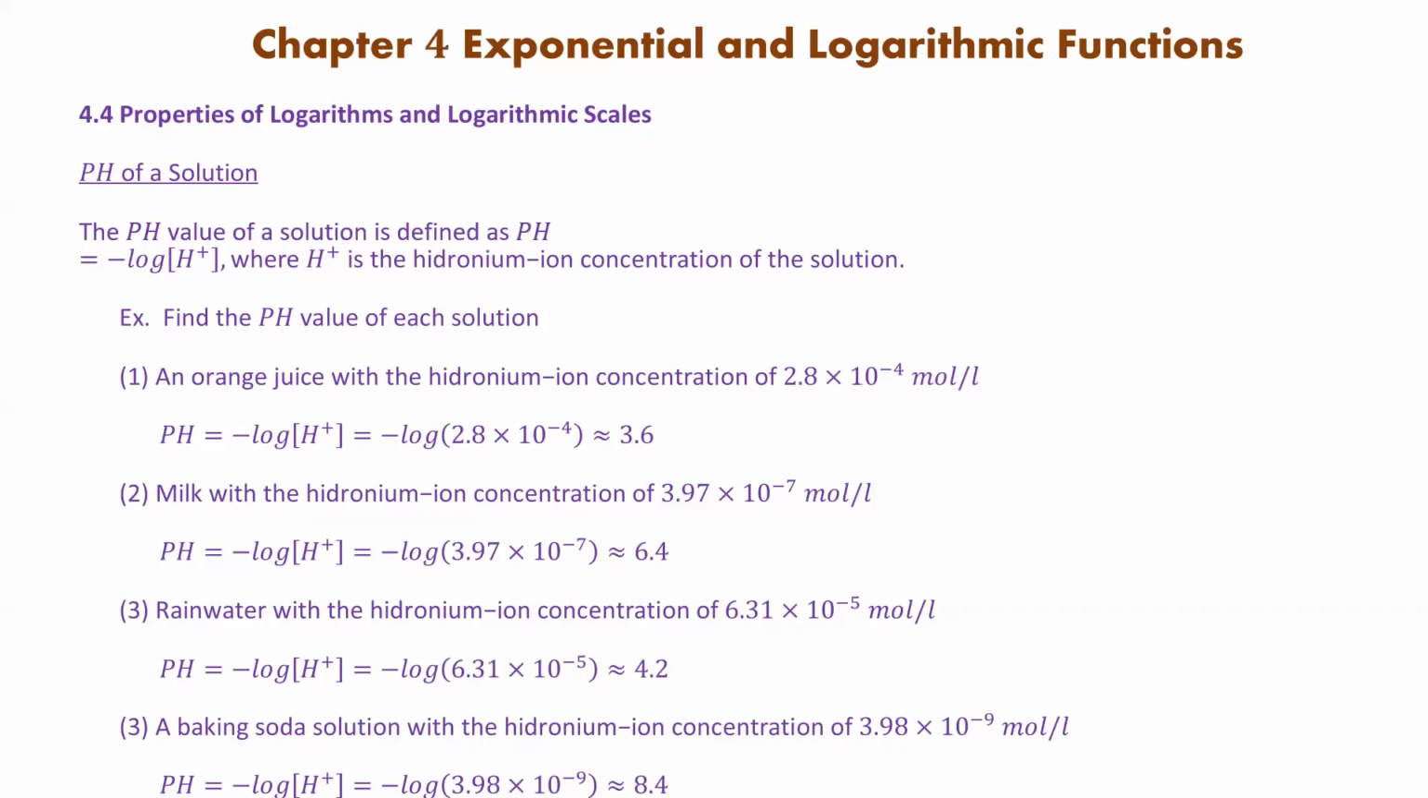Now, the last example is a baking soda solution with the hydronium ion concentration of 3.98 times 10 to the negative 9 moles per liter. The pH value is just the negative log of 3.98 times 10 to the negative 9, the hydronium ion concentration. You use a calculator, you get that number is 8.4. So that's okay. It's not acid. It's greater than 7. That's not acidic. So that's good.